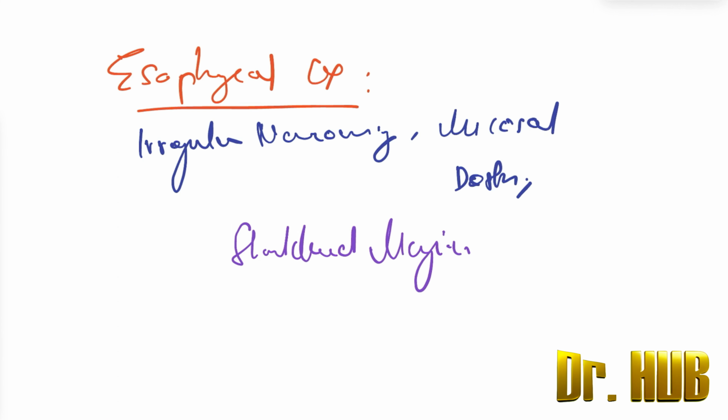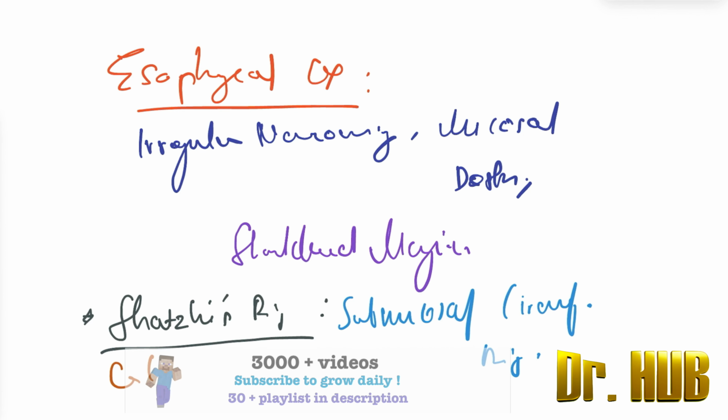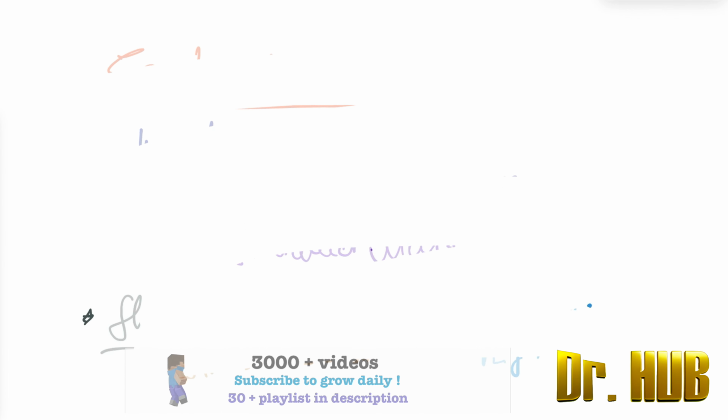Next, we are looking at the Schatzki's ring. This is nothing but a thin submucosal circumferential ring. This ring is present in the lower esophagus at the squamo-columnar junction. So the SC junction is where the Schatzki's ring is present.